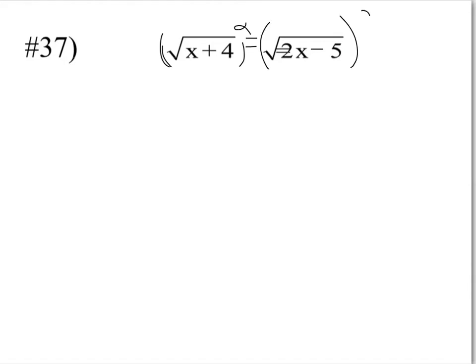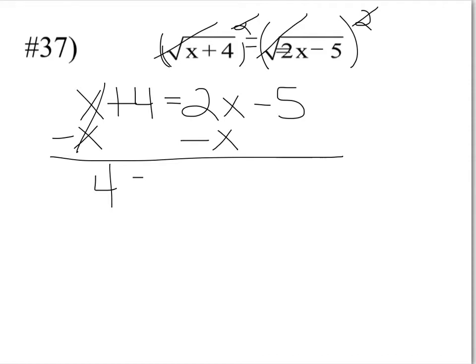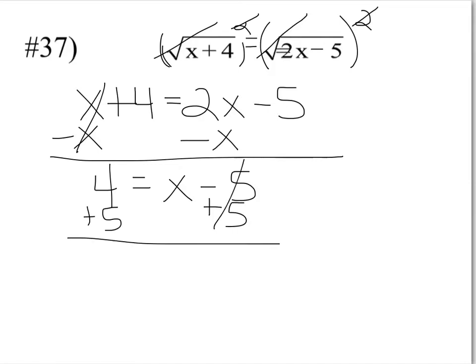Make sure to draw your parentheses. The square root and the square on both sides cancel, leaving us x plus 4 is equal to 2x minus 5. In order to solve for x, I have to have all my x's together. I'm going to subtract x from both sides to keep my x's positive. That's going to leave me 4 equals x minus 5. And then I'm going to add 5 to both sides, leaving me x is equal to 9.